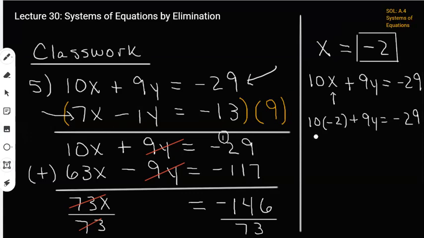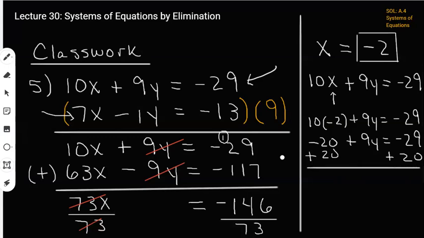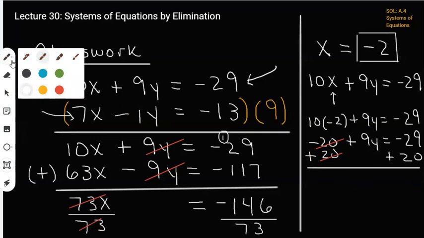Ten times negative 2 is negative 20. So I multiply those two numbers and I get negative 20. Now I need to get rid of that negative 20, so I'm going to add 20 to both sides. When I add 20 to both sides, that's going to get rid of the 20s on the left side, so I can cross them out. And I'm left with 9y is equal to negative 9.